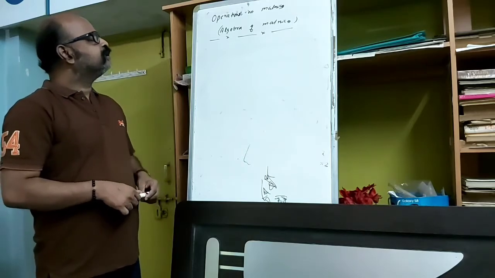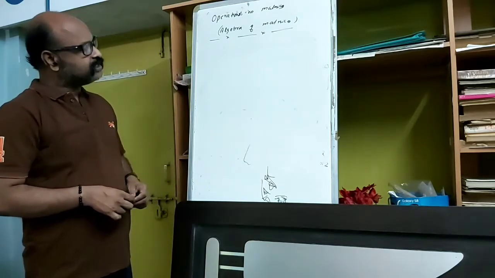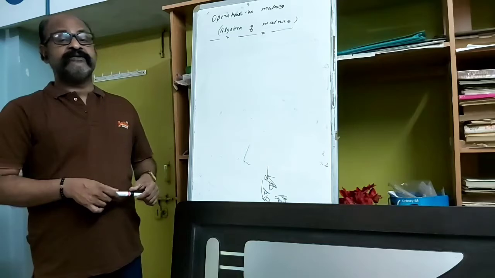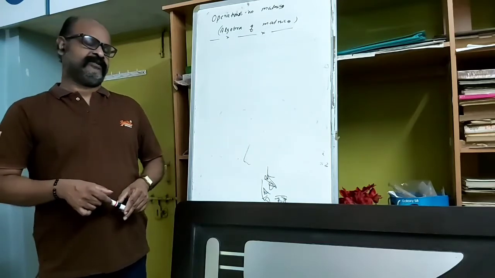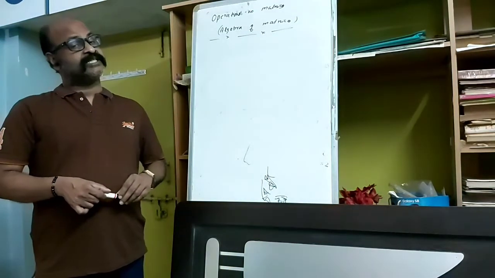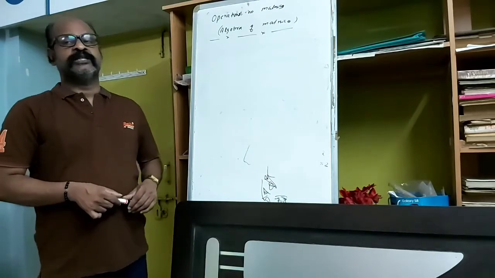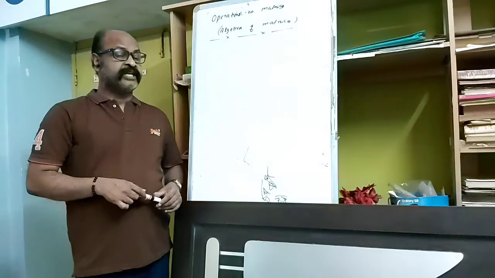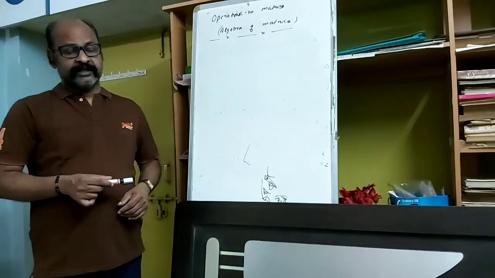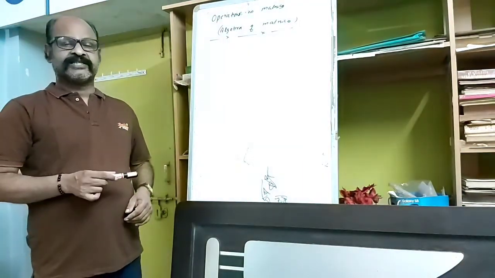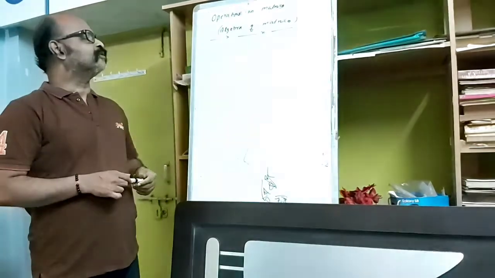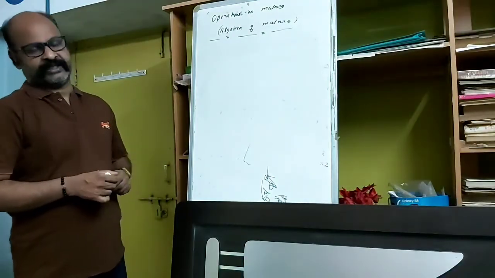Thereafter we have discussed what is the additive inverse of matrices. For a matrix A, the additive inverse is the negative matrix minus A, because A plus minus A is equal to minus A plus A, that is equal to the zero matrix.